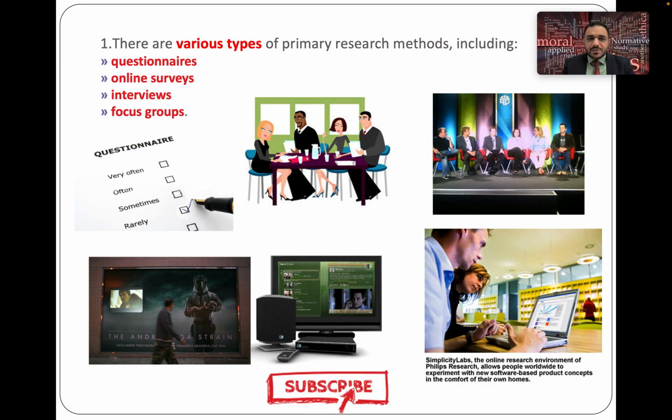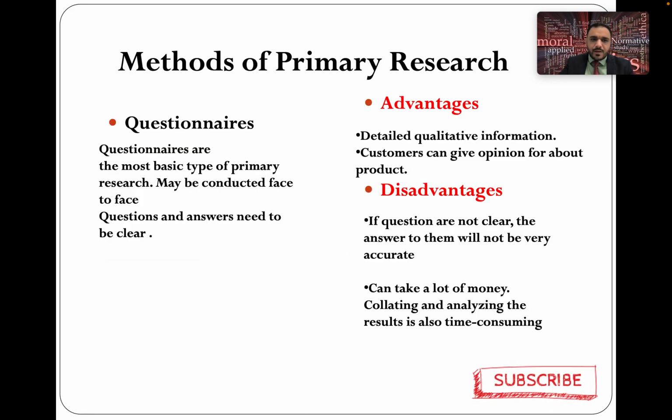There are 4 types, as I told you: questionnaires, online surveys, interviews, and focus groups. In detail, let's see questionnaires. First of all, questionnaires are the most basic type of primary research, and may be conducted face to face. Questions and answers need to be clear. What is the advantage of that? Detailed qualitative information is there. Customers can give opinions about the product. This is direct contact with customers, so they can produce the exact information you want.